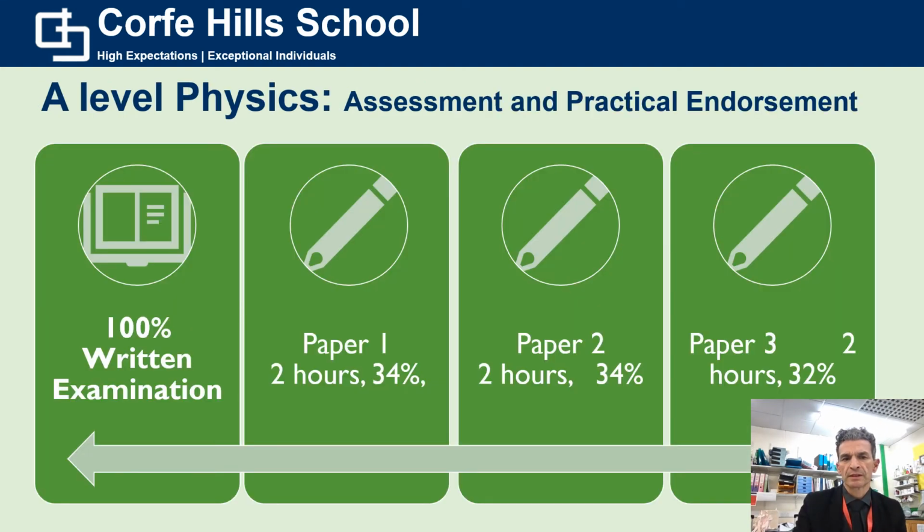In terms of assessment, it's 100% written examination. It's 3 papers. Each paper is 2 hours long, roughly a third each in terms of the whole A-level. Papers 1 and 2 include about 26 marks of multiple choice questions and about 60 marks of longer written questions. Paper 3 assesses their practical skills, and it is also the one where they assess the option, turning points.